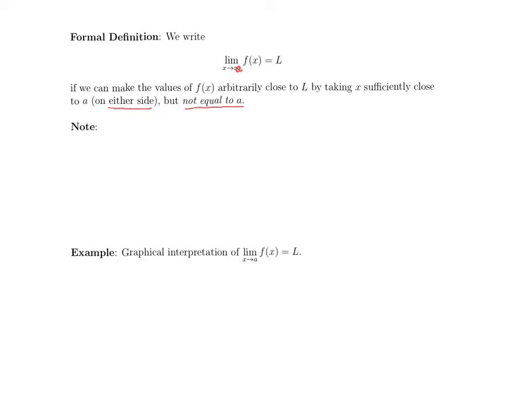So when we say not equal to a, the important observation is that it does not matter what happens at a. That is to say, anything can happen at a. The function might not even be defined there, or the function output could be something totally different from the limiting value. So not only does it not matter, f doesn't even need to be defined at a.